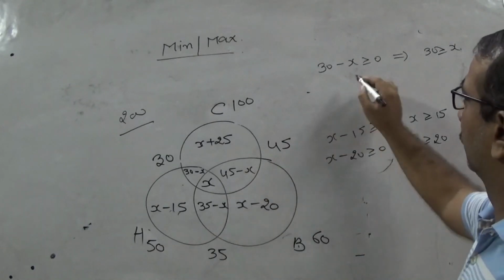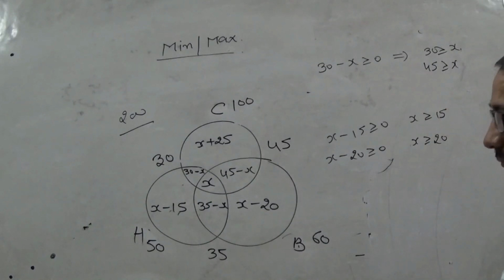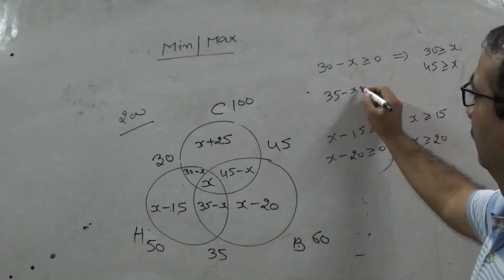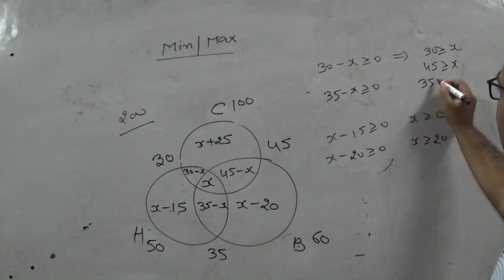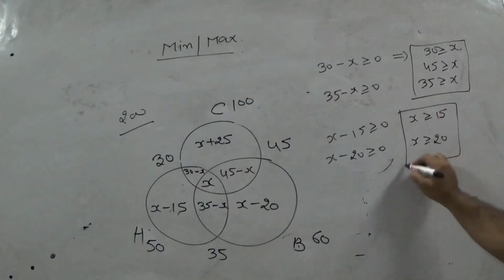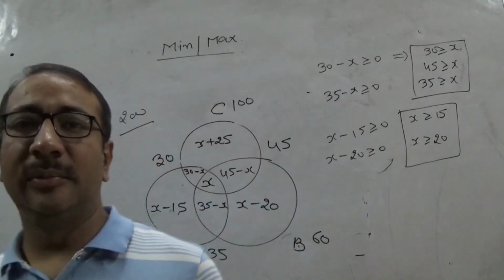45 minus x is more than or equal to 0. It means 45 is greater than or equal to x. 35 minus x is more than or equal to 0. So from here you can say that 35 is more than or equal to x. Like the three intervals we have got where we have the upper limit for x, and two intervals we have got where we have the lower limit for x.